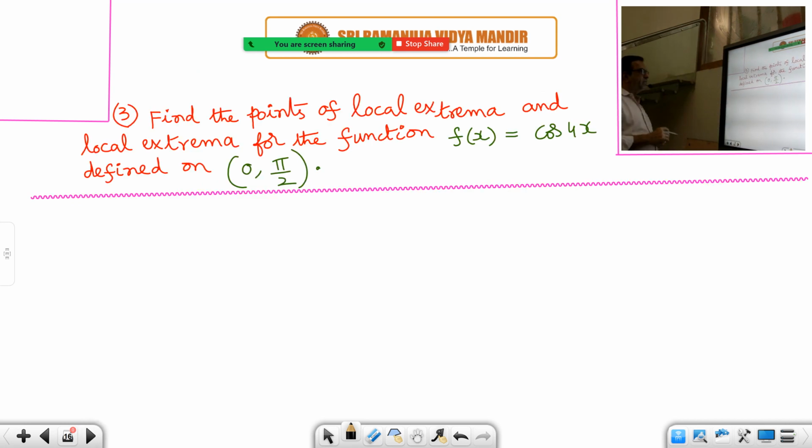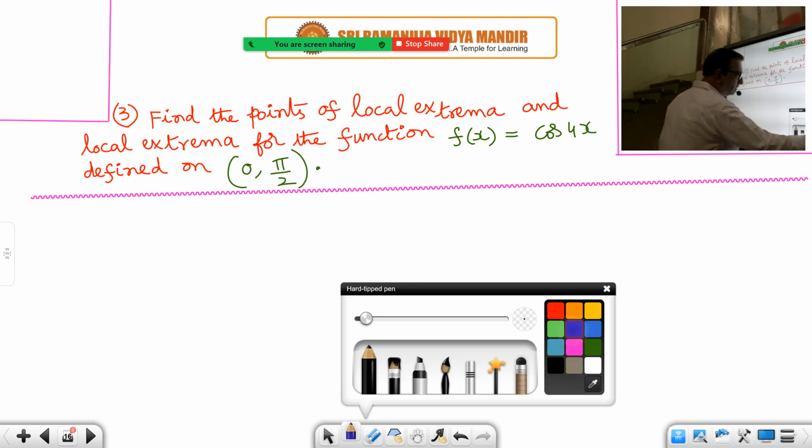So now this is the next question. Find the points of local extrema and local extrema. Local extrema means local extremum values of the function. Find the points of local extrema means we have to find the values of x where the function is having either local maximum or local minimum, and the local extrema means the values of the function at those x values. For the function f of x is equal to cos 4x.